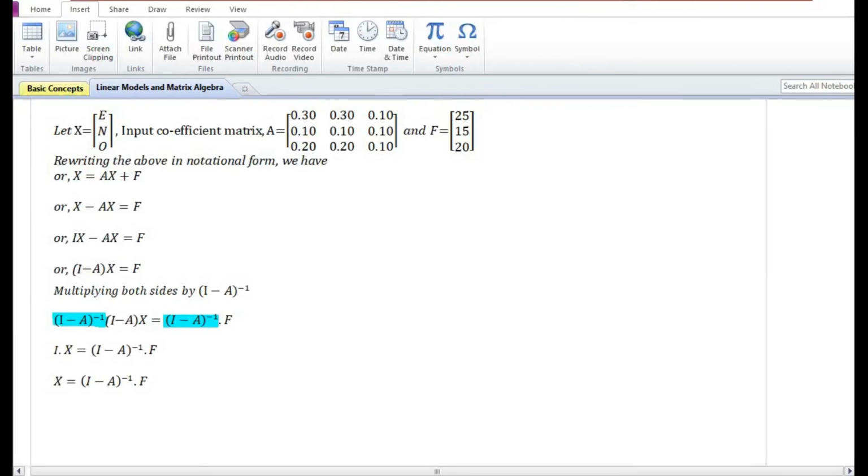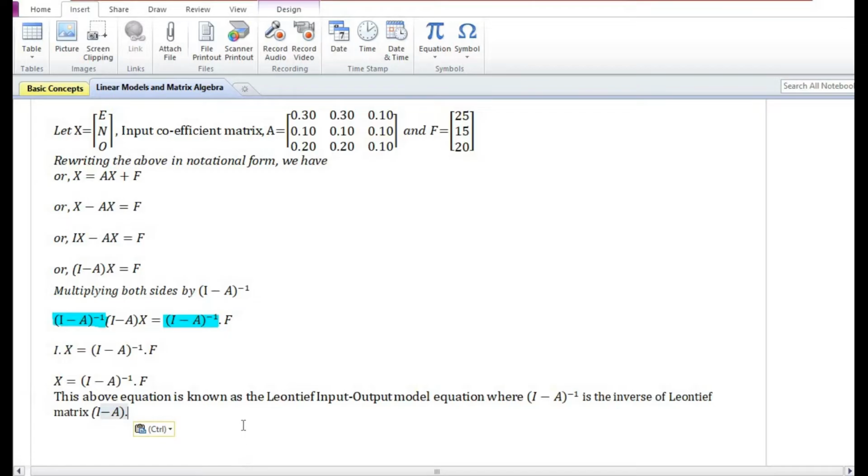Now the above equation is known as the Leontief input-output model equation, where (I minus A) superscript minus 1 is known as the inverse of I minus A, which is the Leontief matrix. X here is the output vector and F is the final demand vector. Given the input requirements of each of the three sectors, that is electricity, natural gas and oil, and also the final demand for each of the output of the three sectors, we will be able to find the level of output that each of the three sectors should produce.